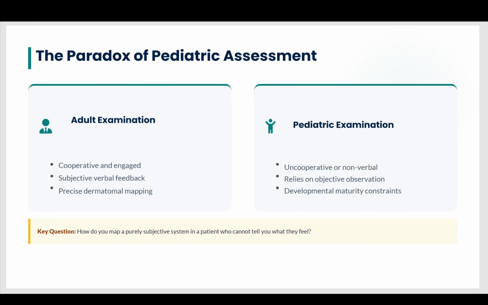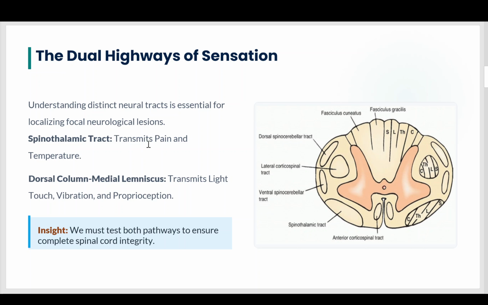So we have two tracts: the spinothalamic tract, which transmits pain and temperature, and the dorsal column and the medial lemniscus, which transmit light touch, vibration and proprioception. We must test both pathways to ensure complete spinal cord integrity. For example, we may get a case of spinal disease like TB spine, and there may be a problem only with the dorsal columns. We may have a case of transverse myelitis with complete loss of all sensations. So we will come to know only when we test all the modalities.